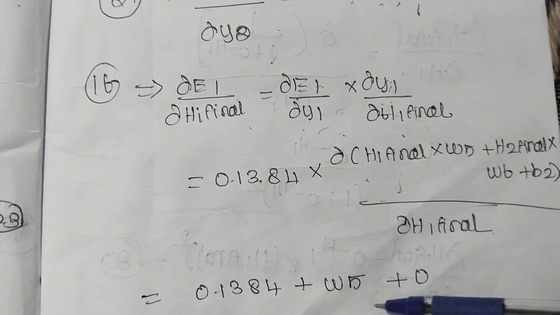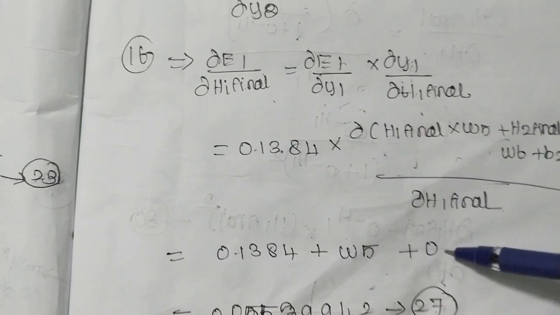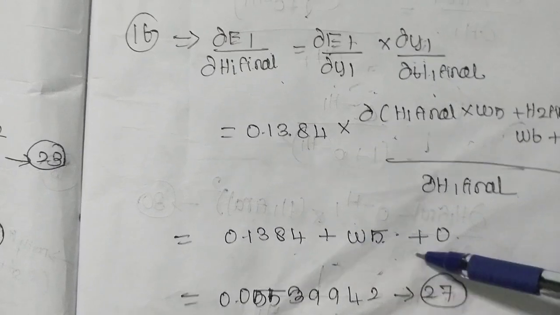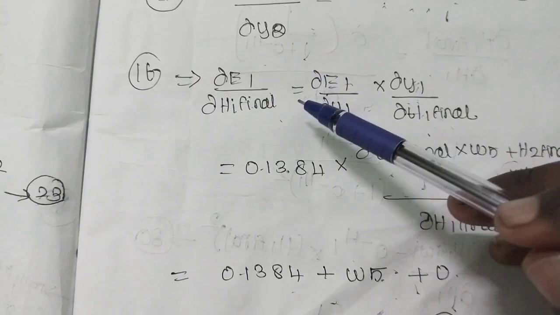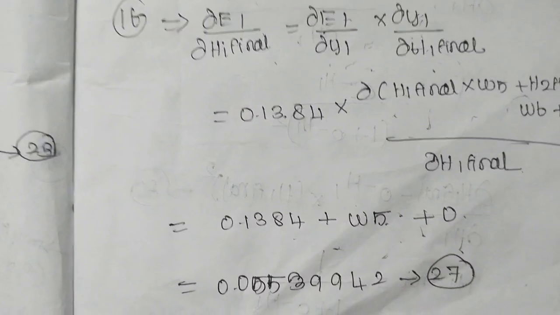So this is the value for w5. The remaining terms will be 0. Substitute the value for w5 and add this value here. You got the value finally for ∂E1 by ∂h1final. This is equation number 27.